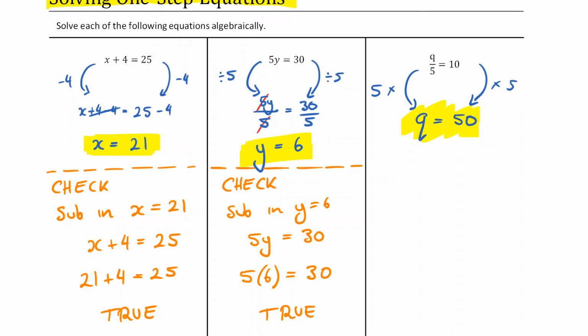And again, if you're wondering whether or not you've done it correctly, you can check it. You can check it by subbing it in. So I'm going to put 50 into my q spot. I'm going to divide that by 5. 50 divided by 5 is 10. It's true. So remember, you can check it by subbing it in.